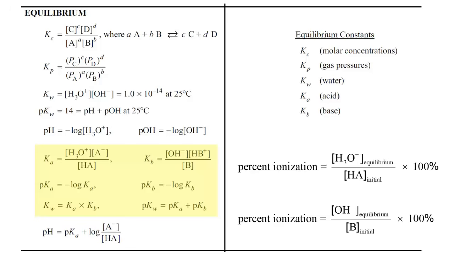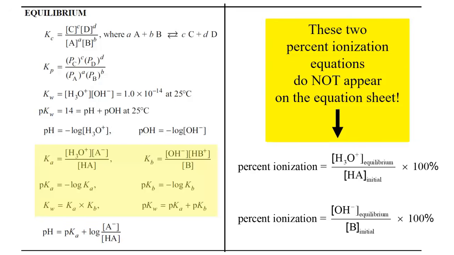So I'm just showing you that these two equations do not appear on the equation sheet. So it's important that if you ever have to answer a question about the percent ionization of a weak acid or a weak base, these are equations that you should know because they are not listed on the AP Chemistry equation sheet.